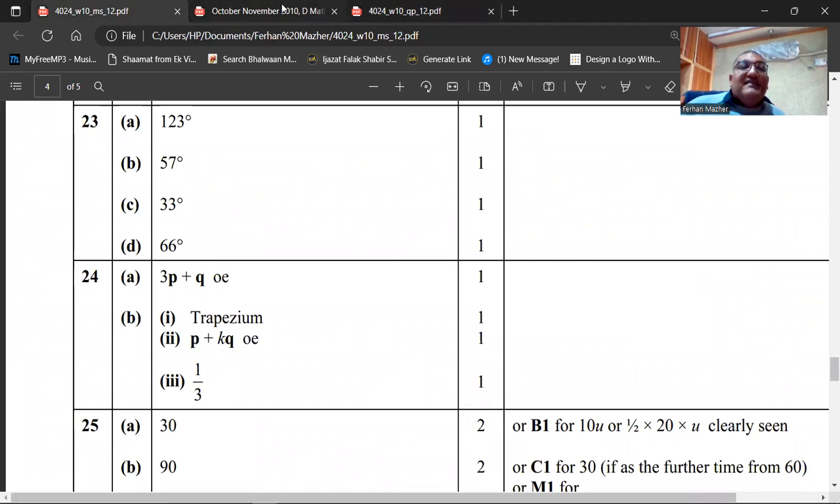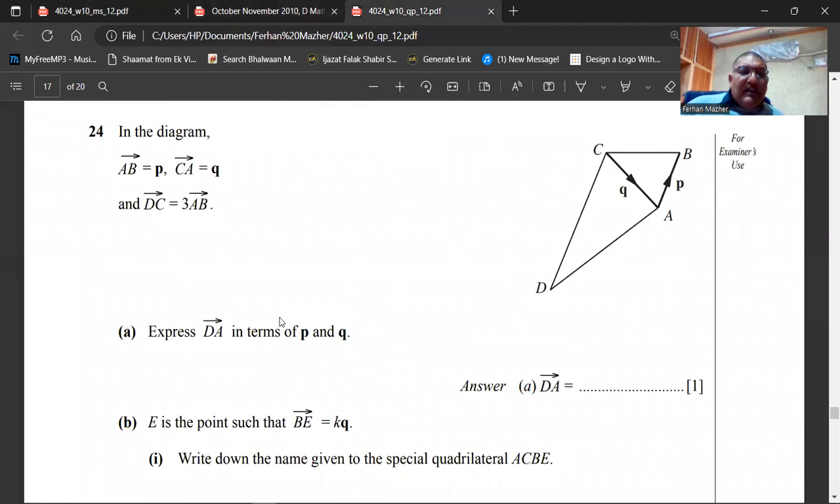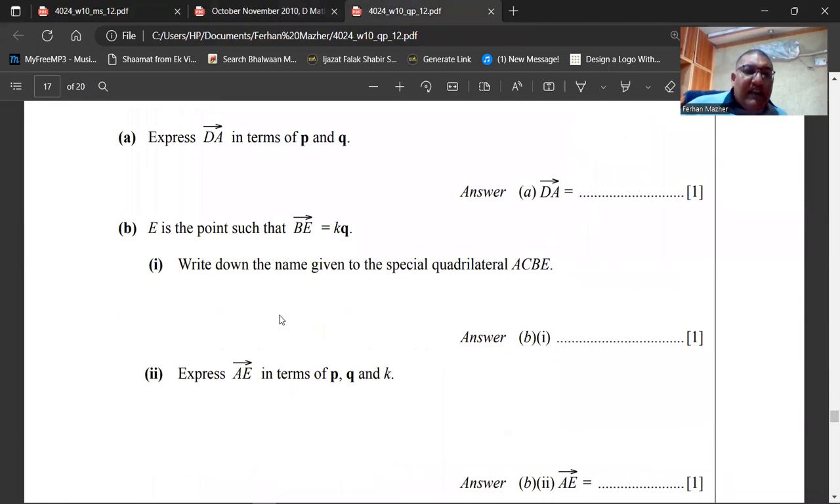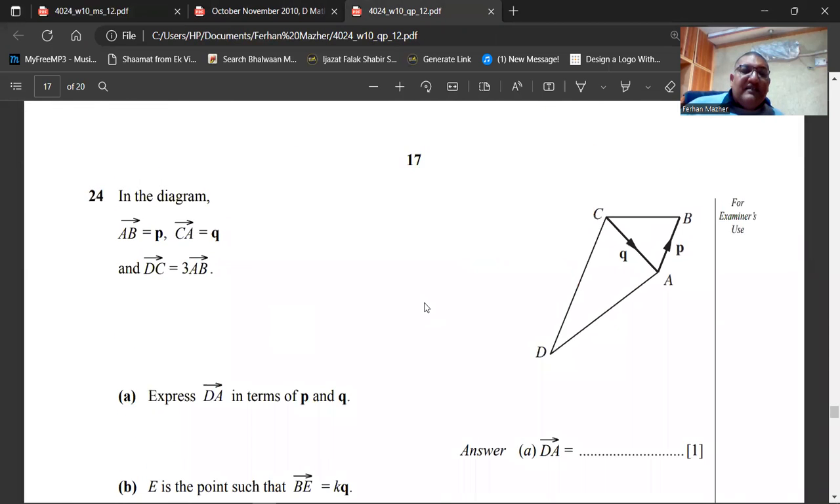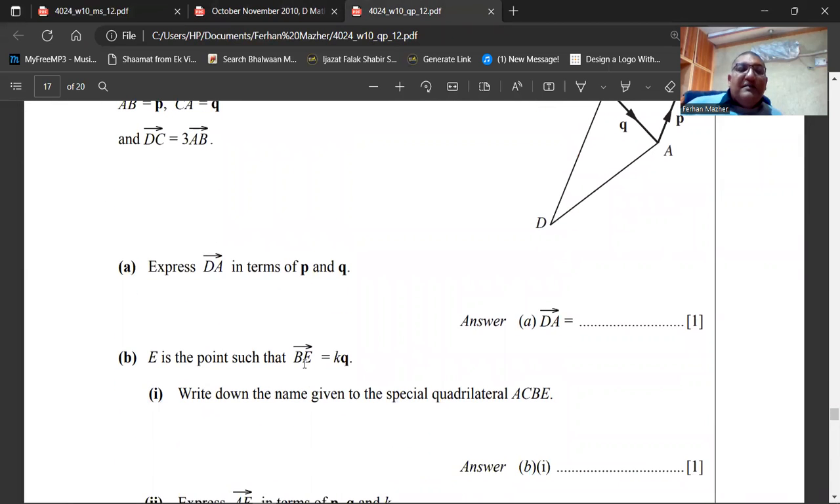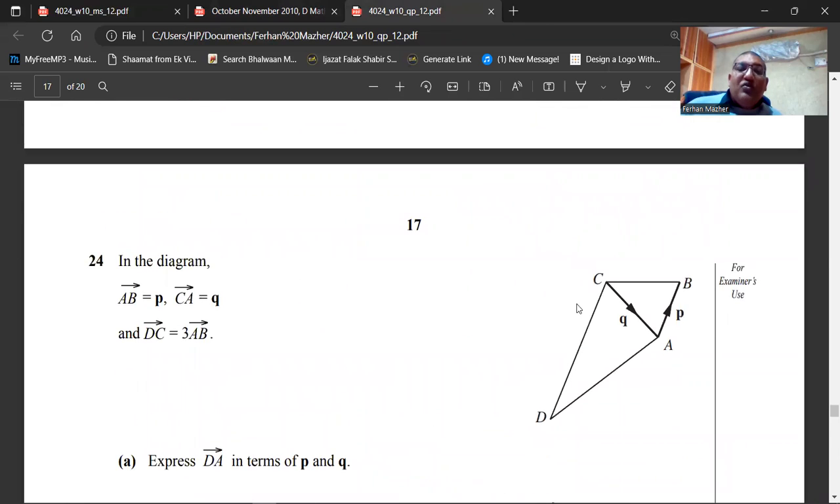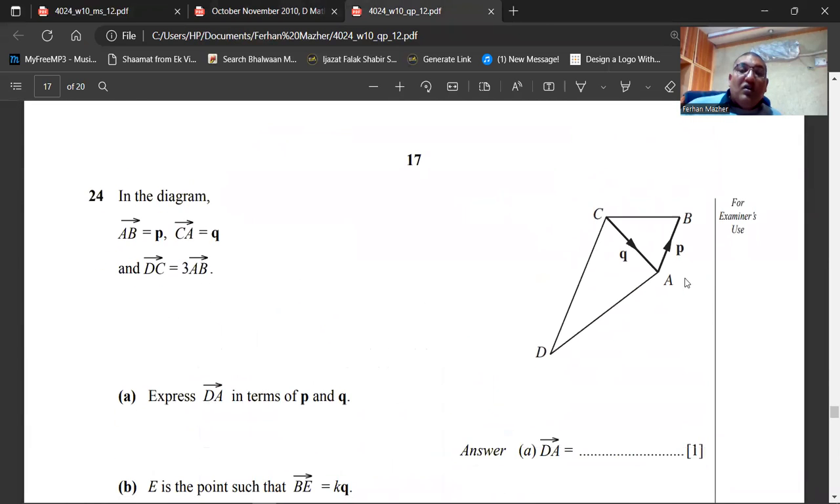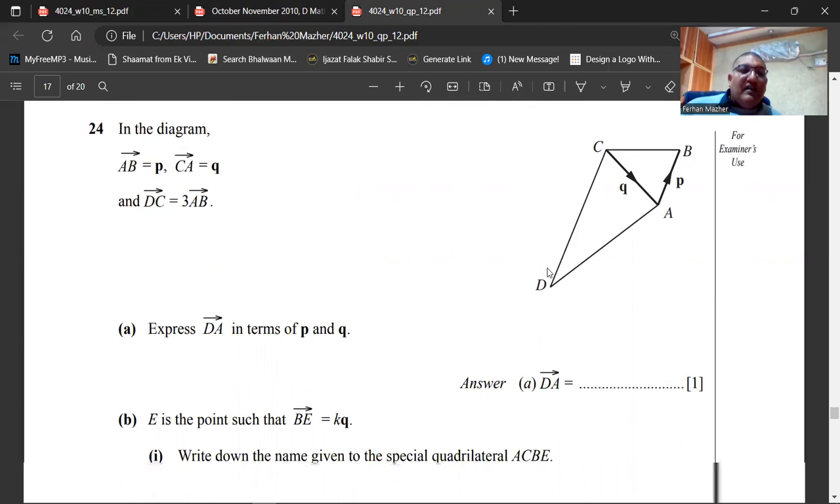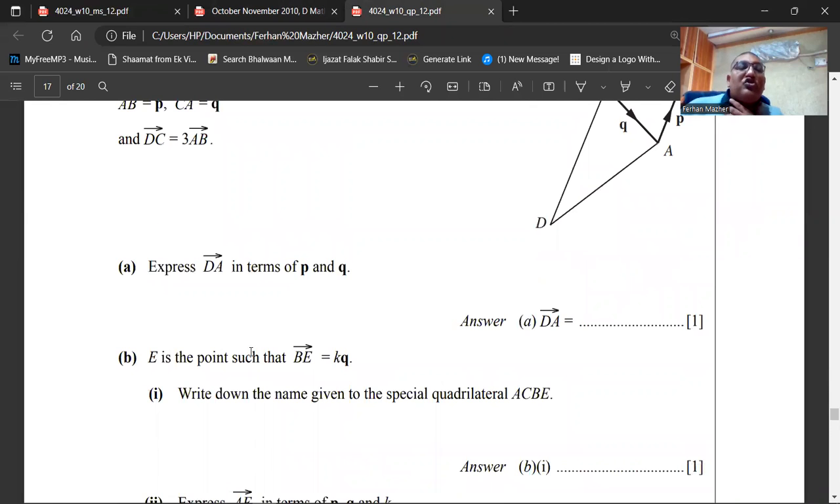3P plus Q is the right answer. Then he says E is the point such that BE is KQ. So B is somewhere here and BE is K times Q. So that means that BE is parallel to CA. Their question is, write down the name given to the special quadrilateral ACBE.